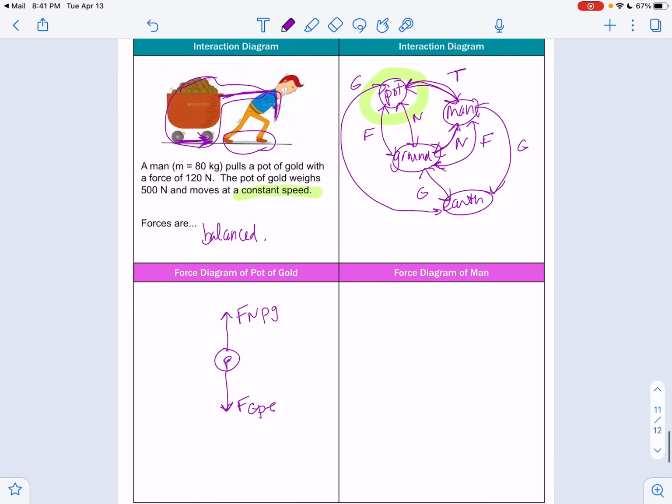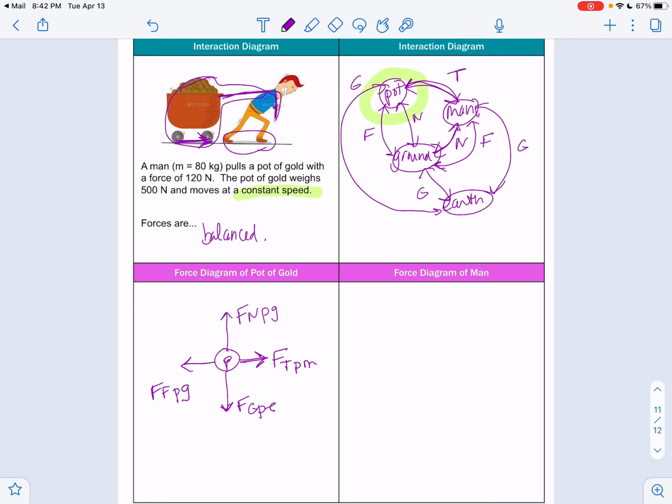Now, the pot feels the man pulling it, which way? So the pot is feeling it in this direction. So FT, pot, man, because the pot feels the tug to the right. So if it's at a constant speed, that means that the friction must be to the left. FF, pot, ground.